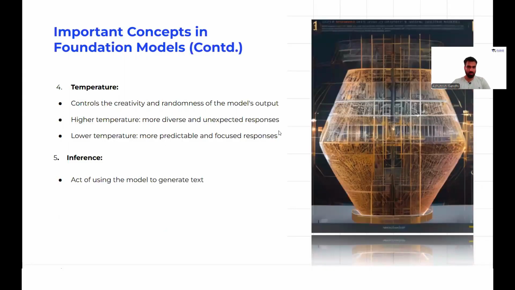Now, another popular terminology is called temperature. Temperature is responsible for controlling the creativity and randomness of the model's output. If you want very predictable responses, you would typically lower the temperature, and if you would want more diversified, unexpected, creative, out of the box responses, you would increase the temperature. Inference, as we saw before, is the act of using the model to generate text.